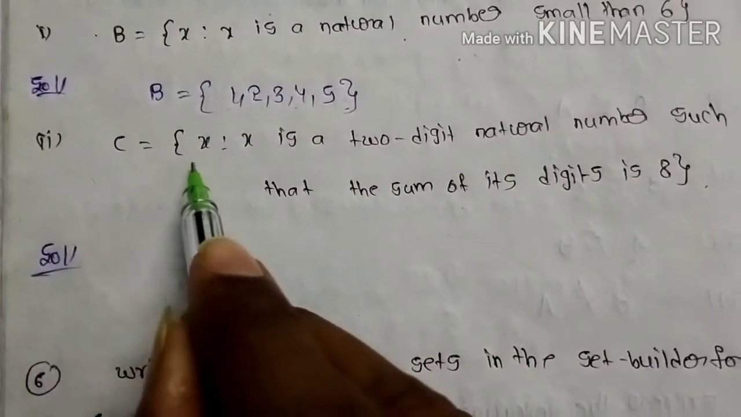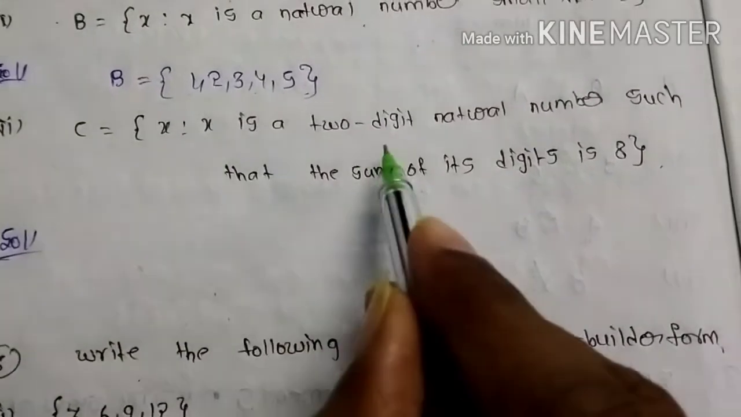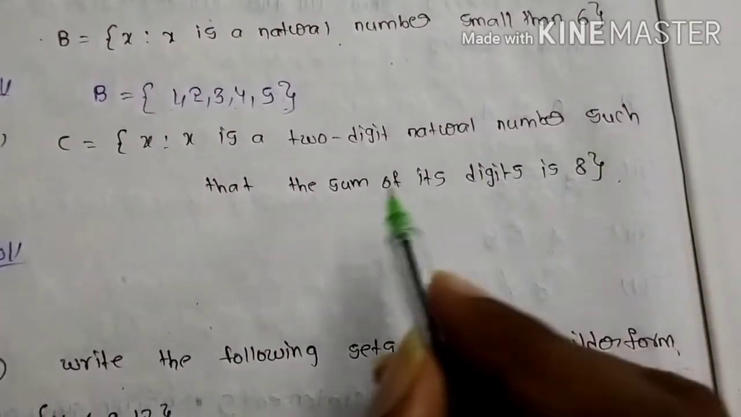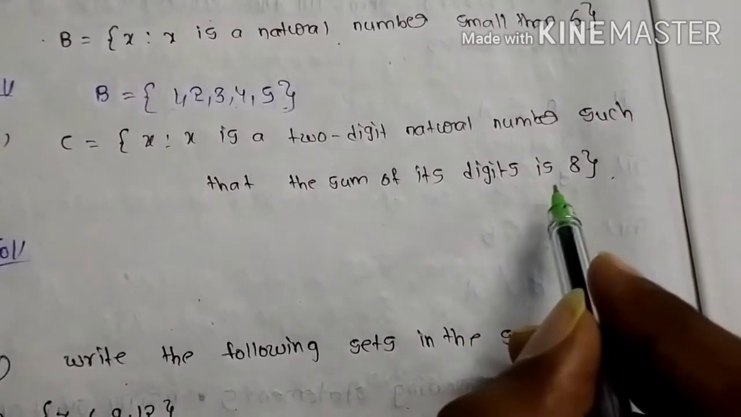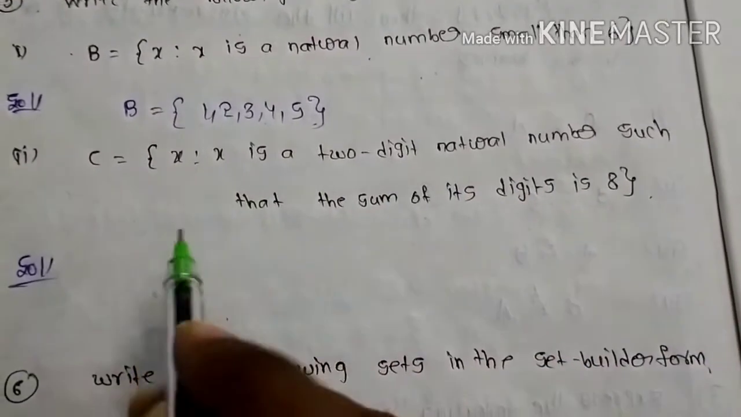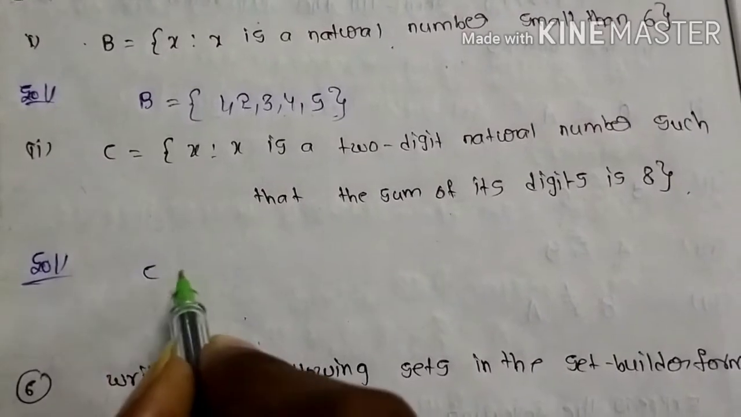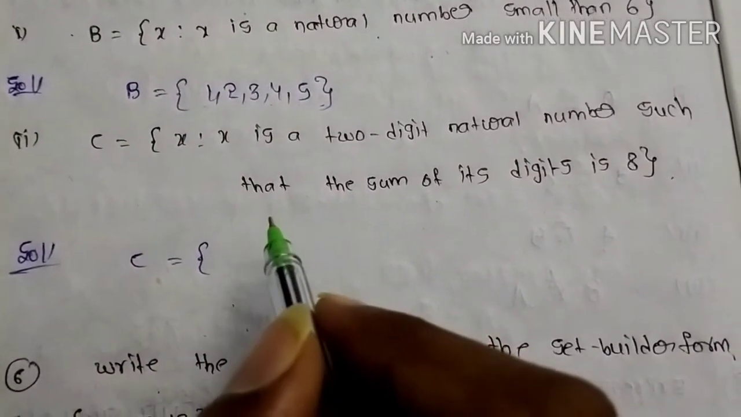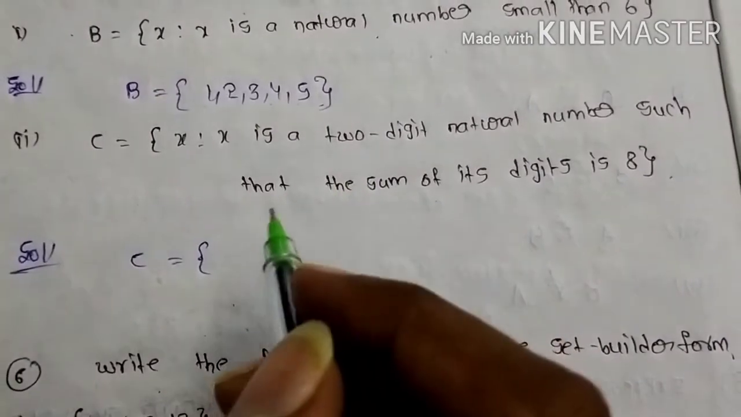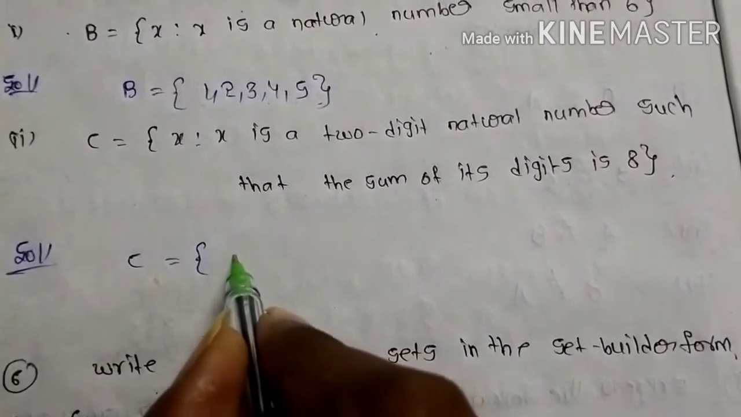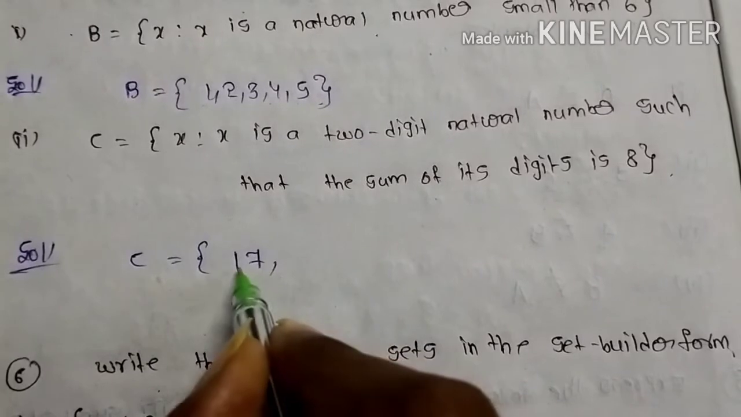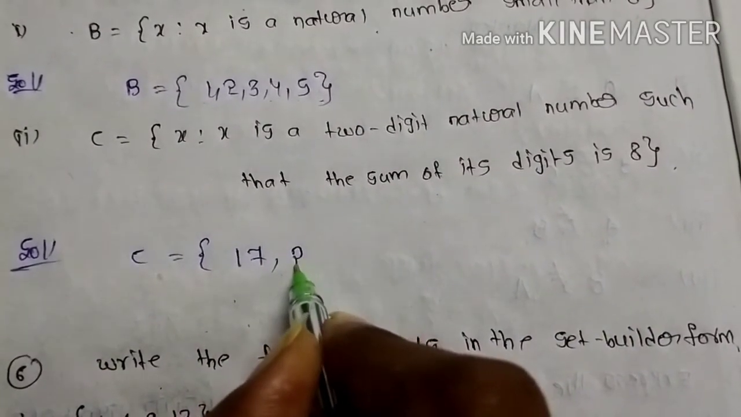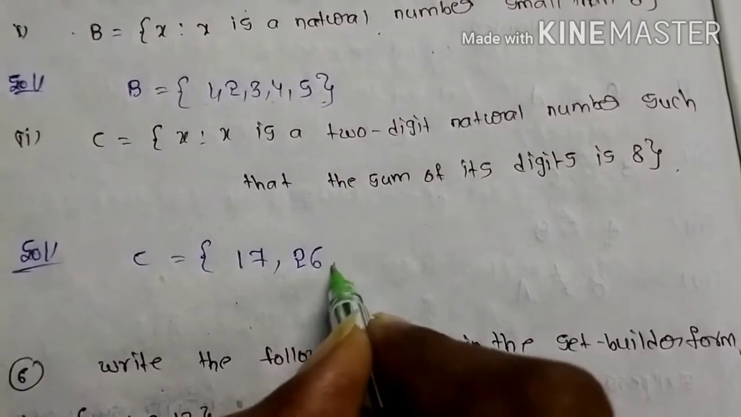C is equal to the set of all x such that x is a 2-digit natural number such that the sum of its digits is 8. If I am taking 8, 8 is not a 2-digit number, so I am not taking it. Next you can take 17. Can I take 17? Yes, 1 plus 7 is how much? 8 only. Next, in the 2-digit with 2 plus 6, 8, that means 26.